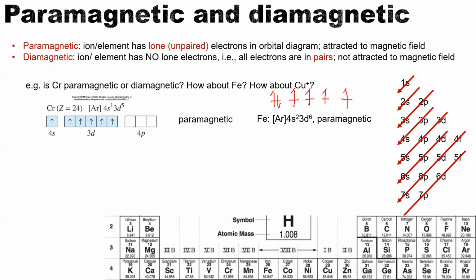For copper 1+, we first need to write the electron configuration of the copper atom and then lose the outermost electron. The copper atom has argon 4s1 3d10, and we lose the outermost electron in 4s1. Now copper 1+ has the electron configuration of argon 3d10. The d orbital can hold a maximum of 10 electrons, and now we have 10 electrons here. So it's diamagnetic. Every electron is in a pair. It's fully packed.